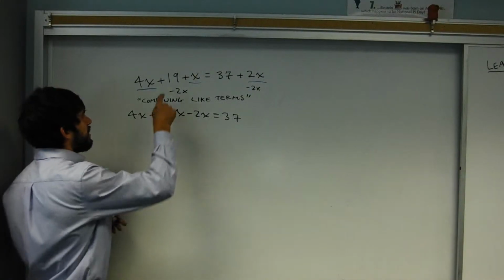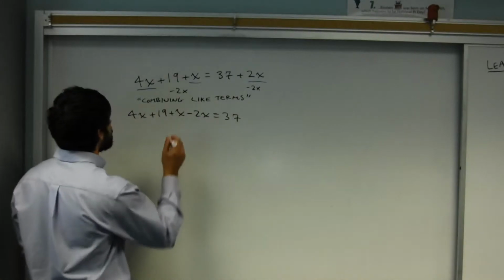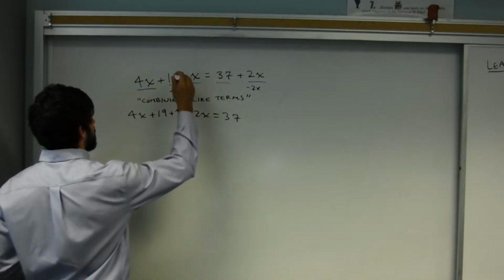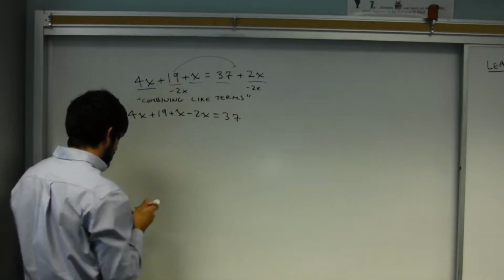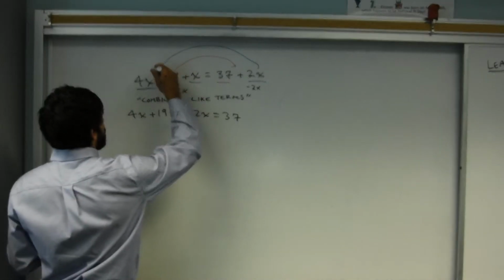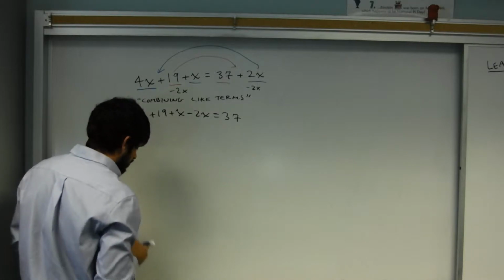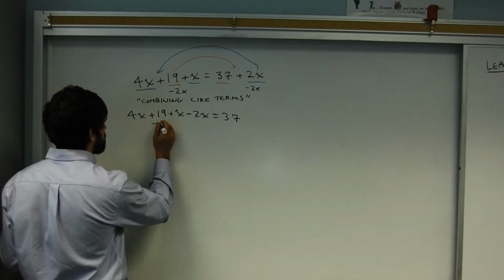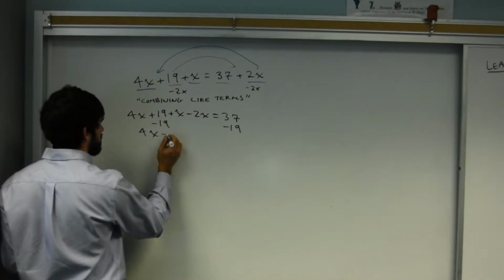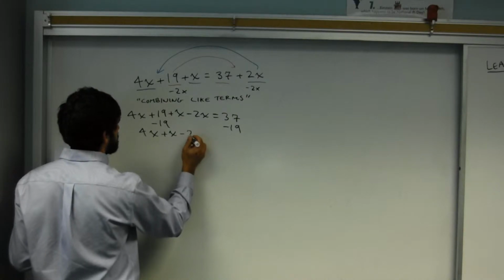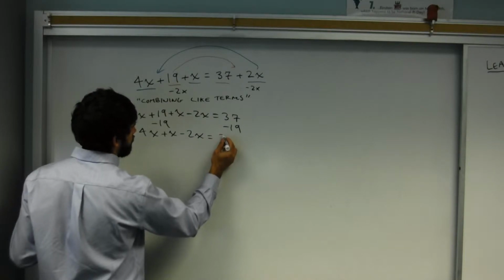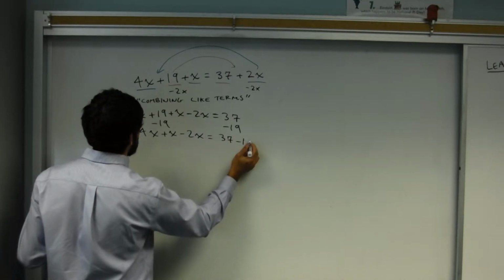But wait a second. We don't want to forget about the 19 and 37. We also have to get these two terms on the same side. So we're going to move the 19 over to this side. I'm just going to draw this arrow to represent that we moved 2x over to this side. So in order to do that, we're going to subtract 19 from each side. And we get 4x plus x minus 2x is equal to 37 minus 19.